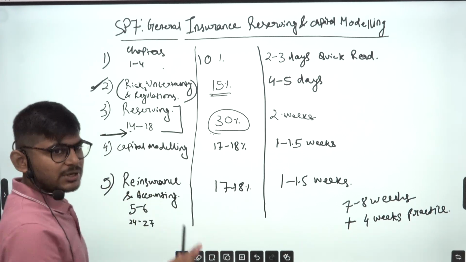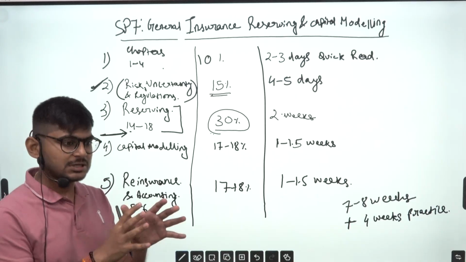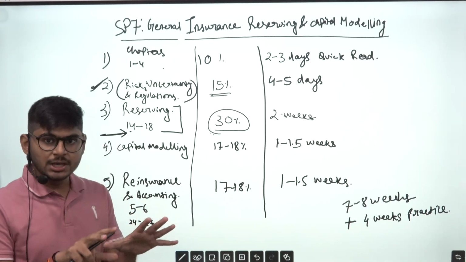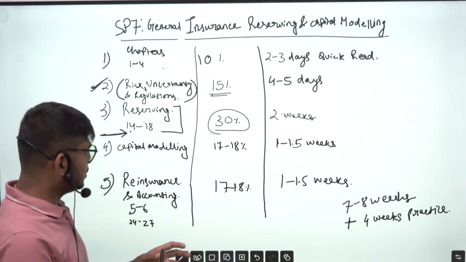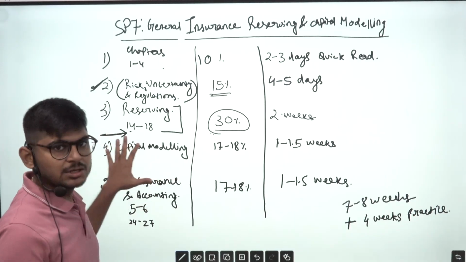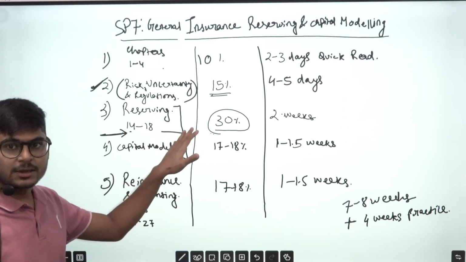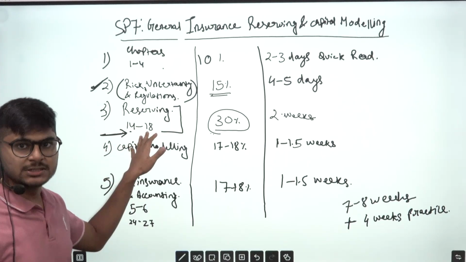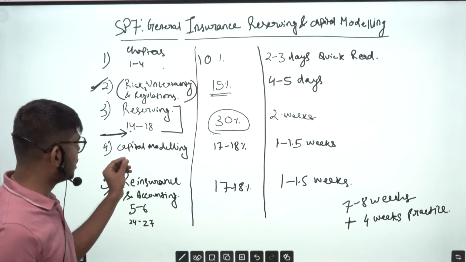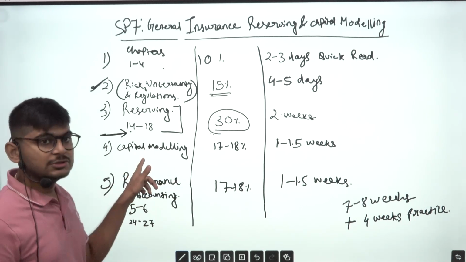The next part is capital modeling. Capital modeling deals with risk based capital modeling. Basically the soul of the capital modeling chapters is risk based capital modeling. It is not the entirety of it, but the major part of it is risk based capital modeling. This is a purely theoretical section. In the reserving part, you expect some numericals, but for capital modeling, it's mostly theory. So this is the catch.